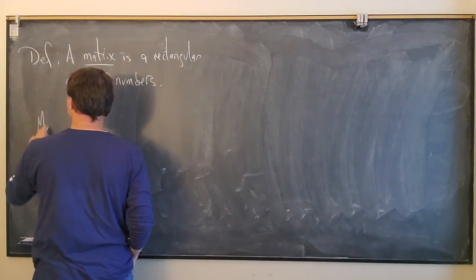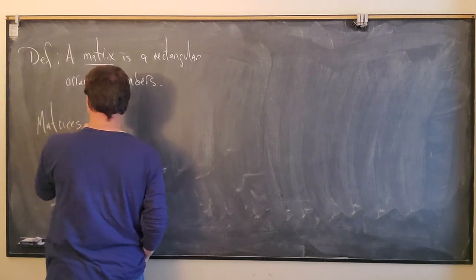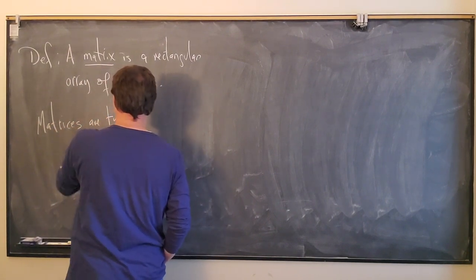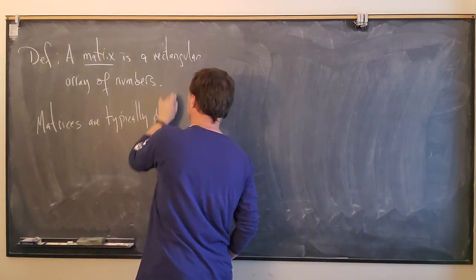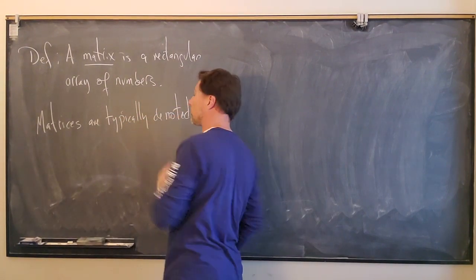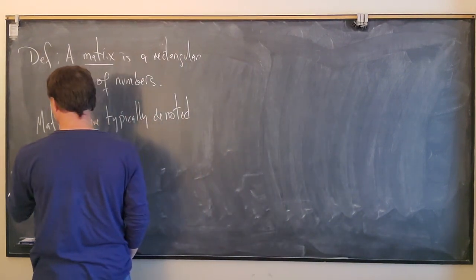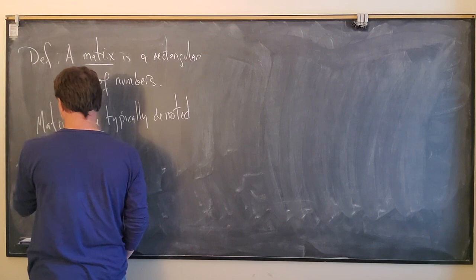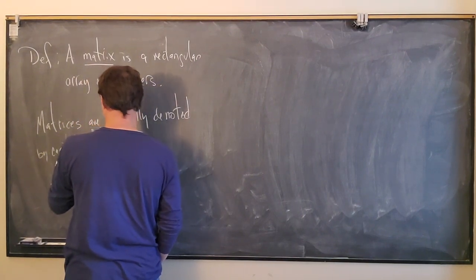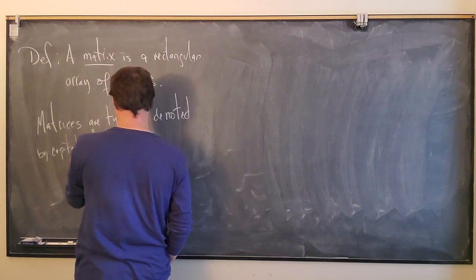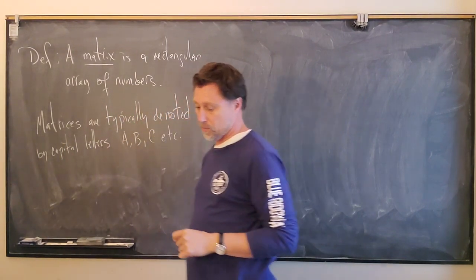Matrices are typically denoted, so matrices, that's the plural of matrix. Matrices are typically denoted by capital letters, capital A, capital B, capital C, etc.